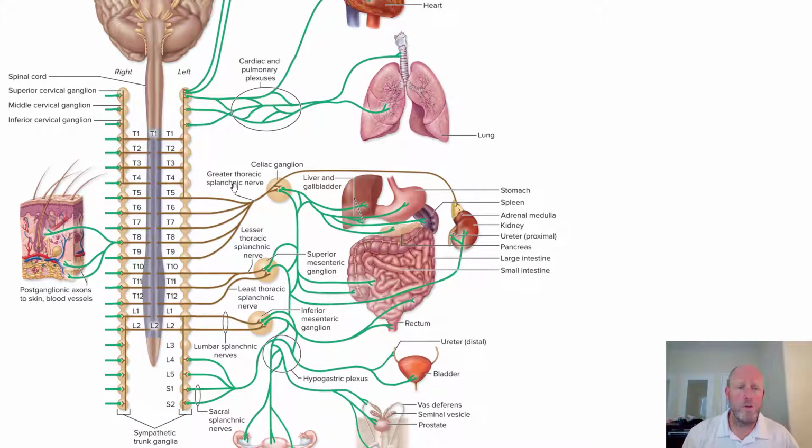That said, you should know the greater thoracic splanchnic nerve here innervates areas going to our stomach, our spleen, our adrenal medulla, our kidney, our ureter, our pancreas, and also the liver and gallbladder here as well. And then we have our lesser thoracic splanchnic nerve, the superior mesenteric ganglion here. That is going to be going more to the small intestines and to the large intestines to some degree. Make sure I don't steer you wrong here: the lesser thoracic splanchnic nerve comes up here more for the kidney, whereas it's more for the adrenal medulla for the greater thoracic splanchnic nerve.